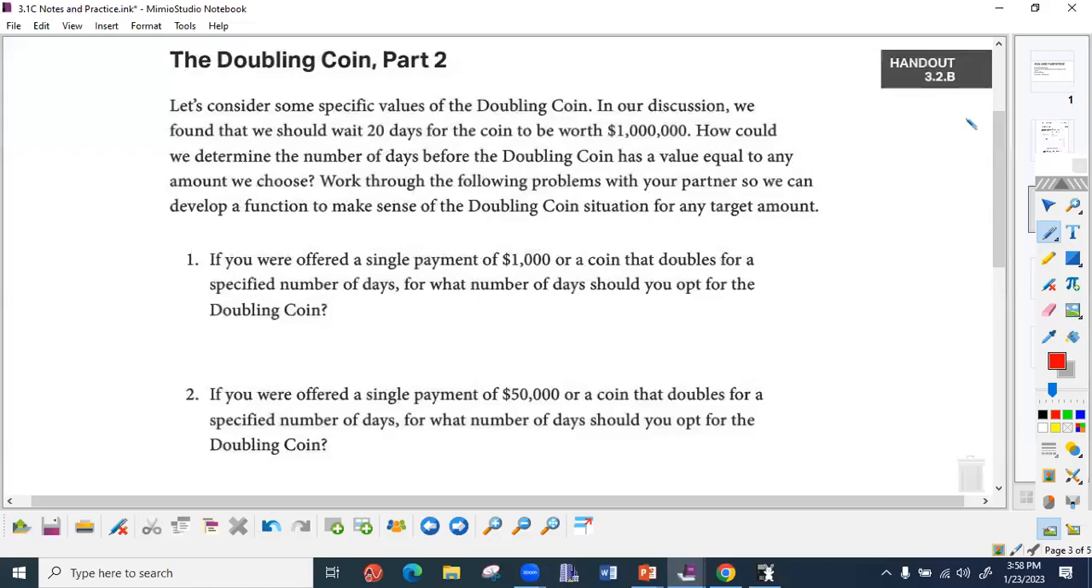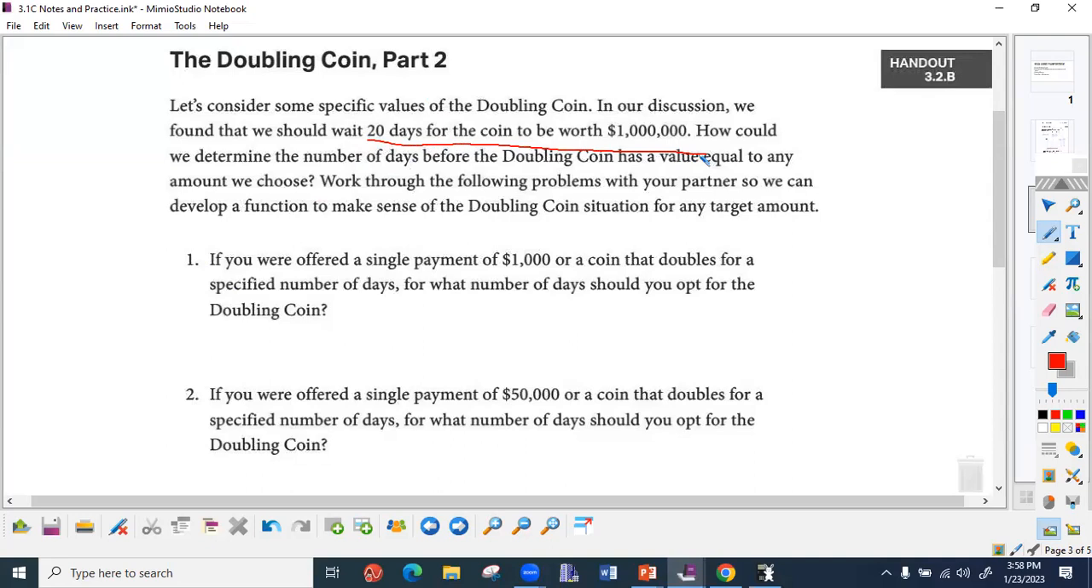All right, so on the doubling coin part 2, it confirms that we were correct. Oh my gosh, what does it say? Oh, it's correct. It would take about 20 days for you to have $1 million in coin value, right? All right, so it says, how could we determine the number of days before doubling coin has a value equal to any amount we choose, okay? So we're going to work through the problems to come up with how can we determine how many days it'll take without having to do the log every single time, right?